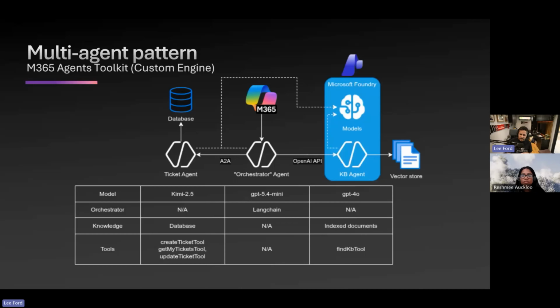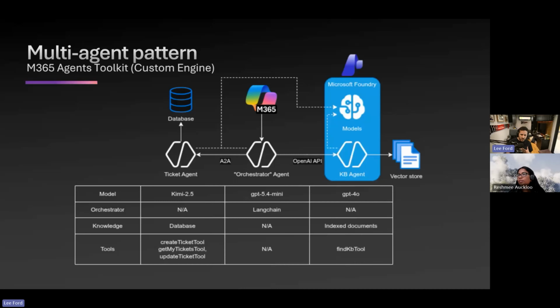So in this case, the orchestrator agent has a LangChain orchestrator. It's then talking to the Foundry agent on the right-hand side, which has its own orchestrator, but we don't get to control what that is. I don't know what it is, so I've just put non-applicable. And that has some index documents, which are the knowledge base articles. And we have exposed a tool called Find KB tool.